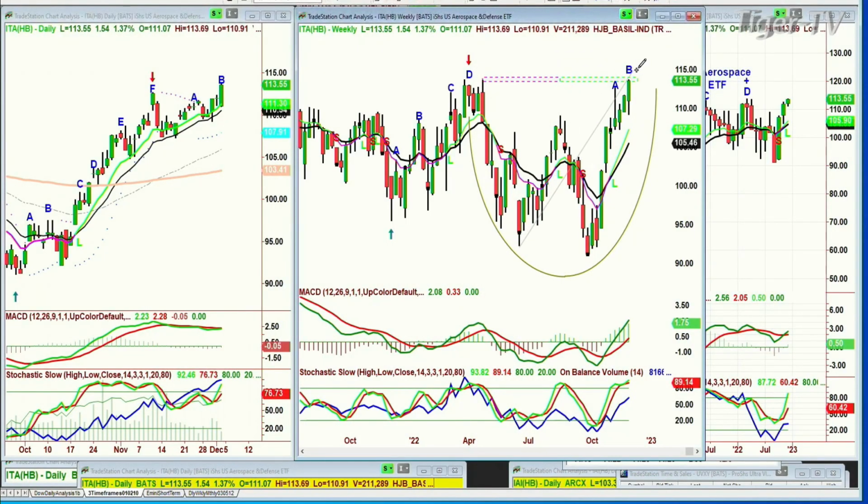So this is what I'd be looking at. It's already achieved its goal, but it's only a leg C in the weekly chart. And that says it should go to a D, a C and a D. So it's looking very good. So that was the answer to that.